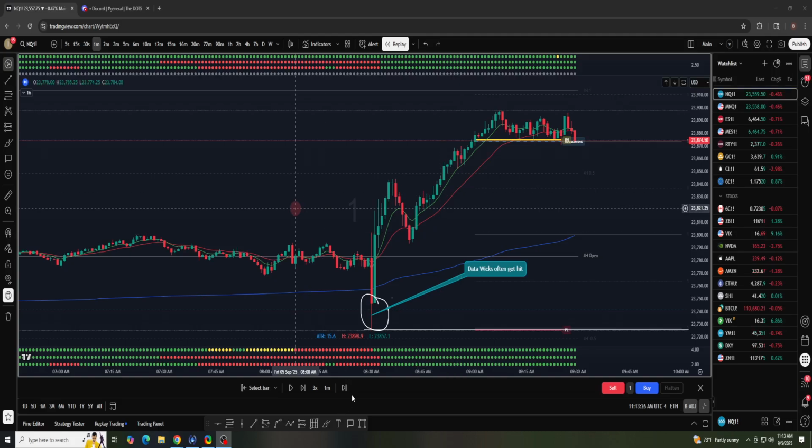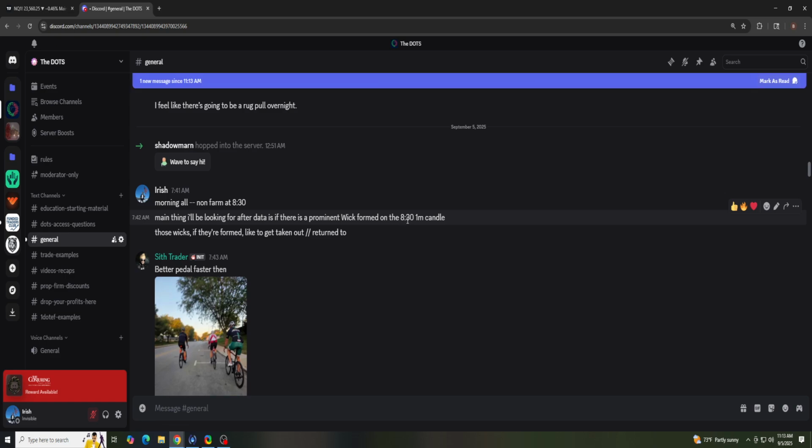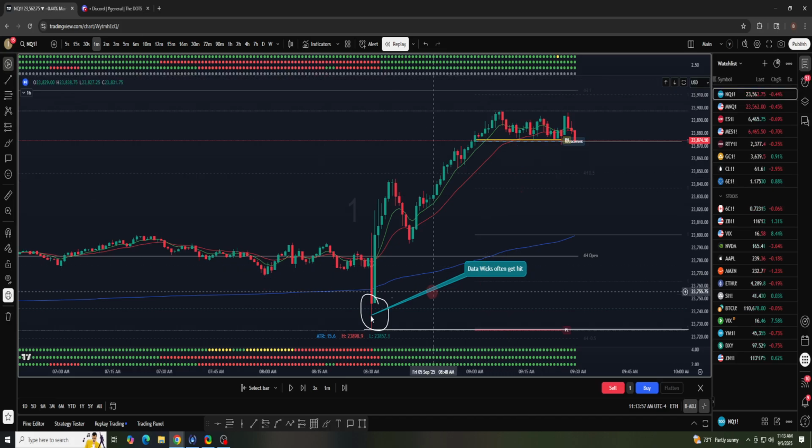So, going into the day, today is non-farm payroll Friday, September the 5th. Right here where my mouse is, 8:30 a.m. Eastern, is the non-farm payroll number. And what I said in my Discord an hour before is one thing I want to look for is if there's a prominent wick that forms on that 8:30 1-minute candle. Those wicks, if they're formed, they like to get taken out, returned to. So you can see I highlighted it here.